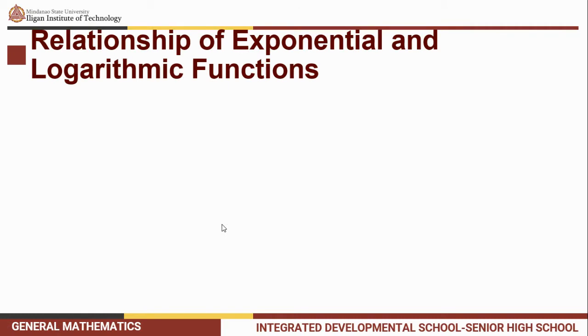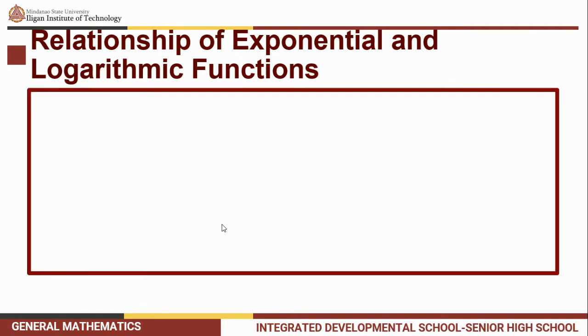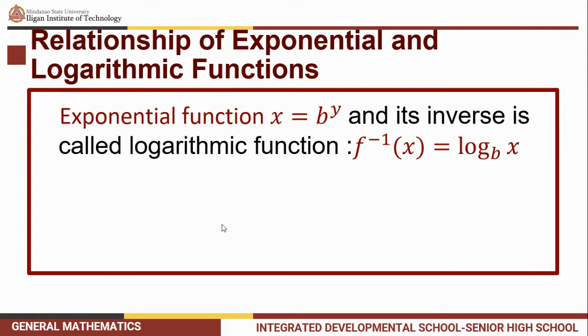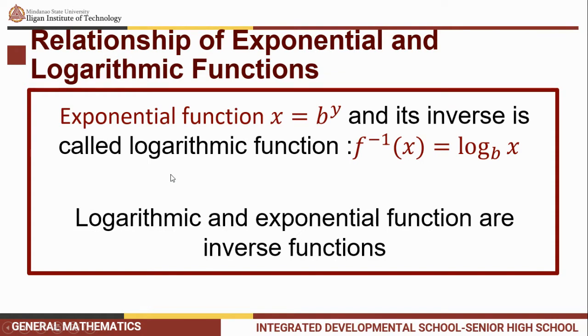Now I will show you the relationship of exponential and logarithmic functions. The exponential function x equals b to the power of y, and its inverse is called the logarithmic function. f inverse of x equals log with base b of x. Here, we found out that exponential functions are one-to-one functions with a special property that their inverses are also functions. Logarithmic and exponential functions are inverse functions.